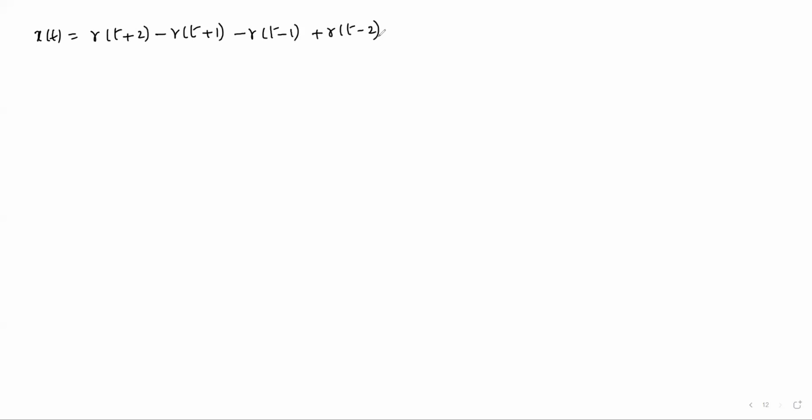So to add these four signals, all are ramp functions. Let us plot the individual signals vertically for performing the addition operation. So the first signal is r of t plus 2. So r of t is shifted to the left side by 2 units.